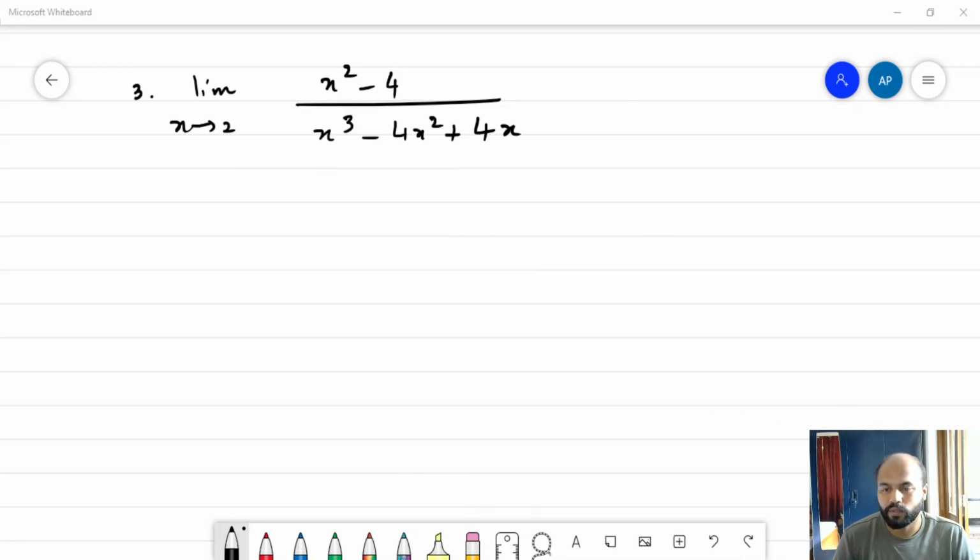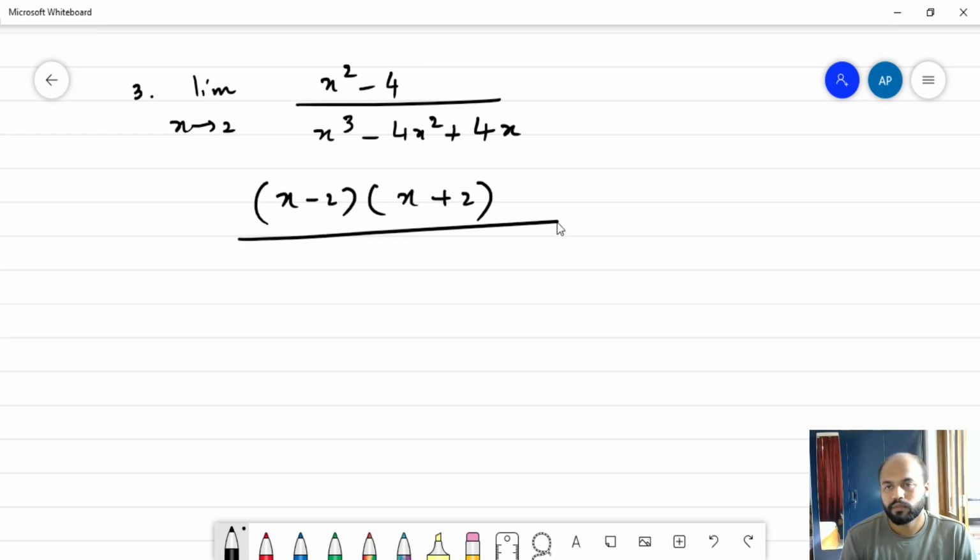Let's take up the next problem. So it is something like this. Let's see in what way we can do this. So x square minus 4, the first thing we're going to write is (x minus 2)(x plus 2). And the bottom part, we're going to write it as x taken out. This is going to be x square minus 4x plus 4, which is nothing but (x minus 2) the whole square.